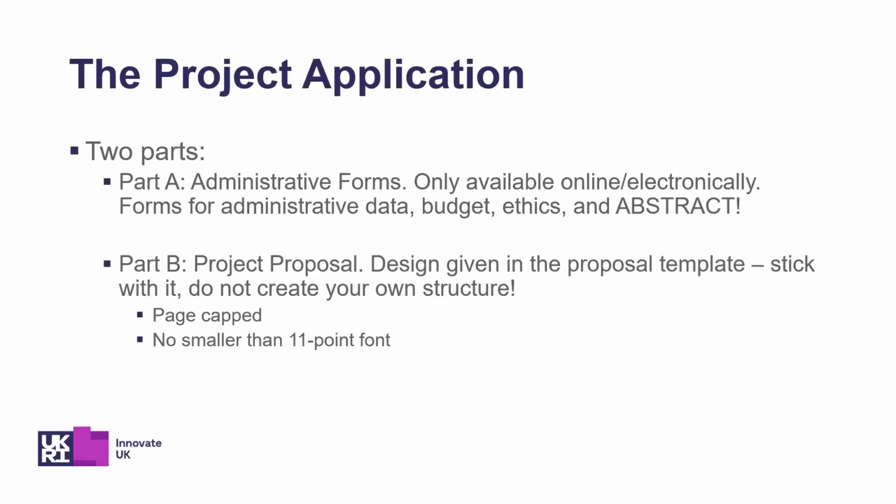So when you come to apply for your project, there are two parts. There's part A, which is all the administrative forms, and you can only do that online, but it also includes an abstract. The abstract is very important. It's not part of the evaluated process. The evaluators don't score it, but they do read it. They will frequently read it first to set the scene, to help them understand what they're going to come up with next when they read the detailed proposal.